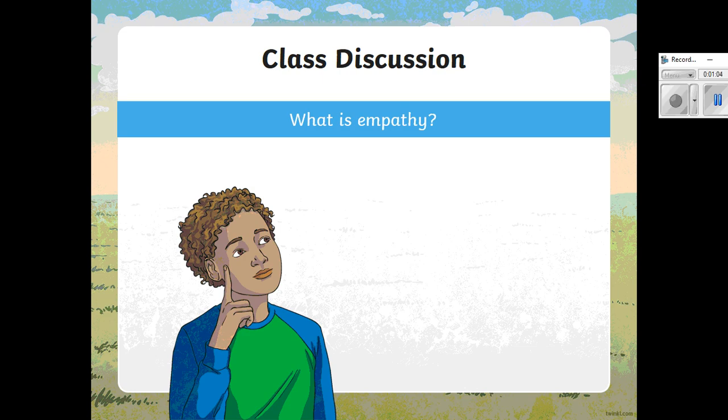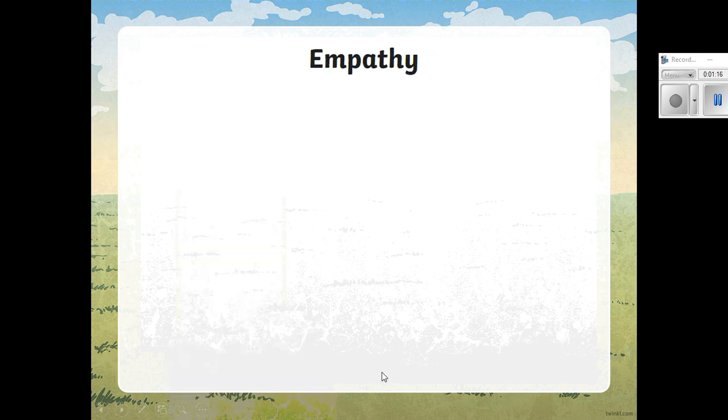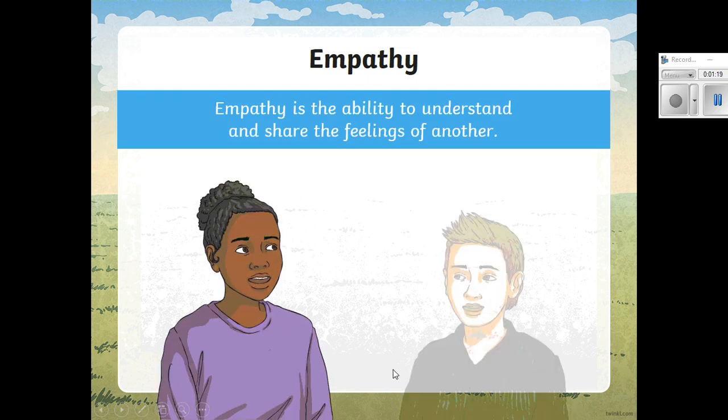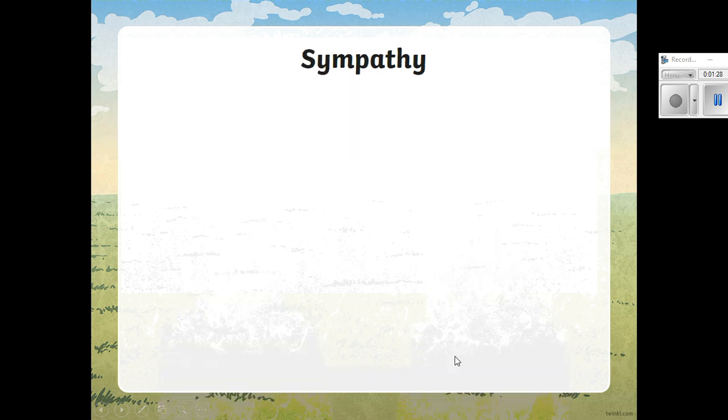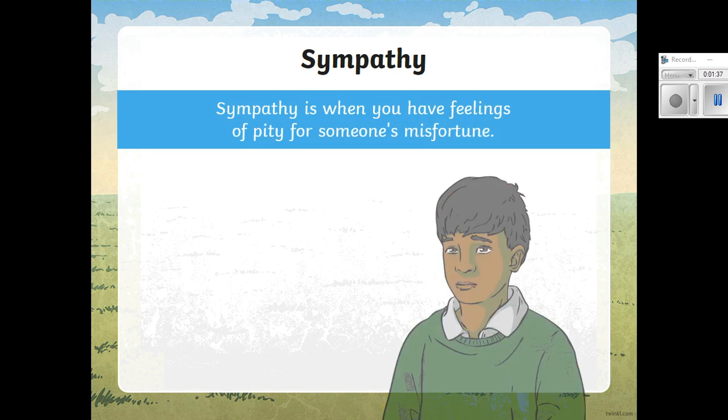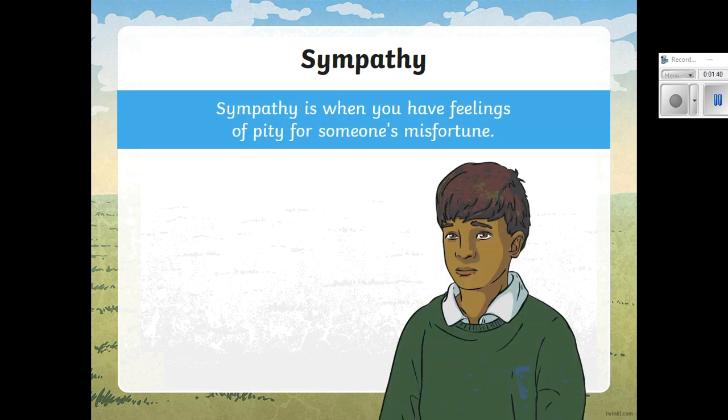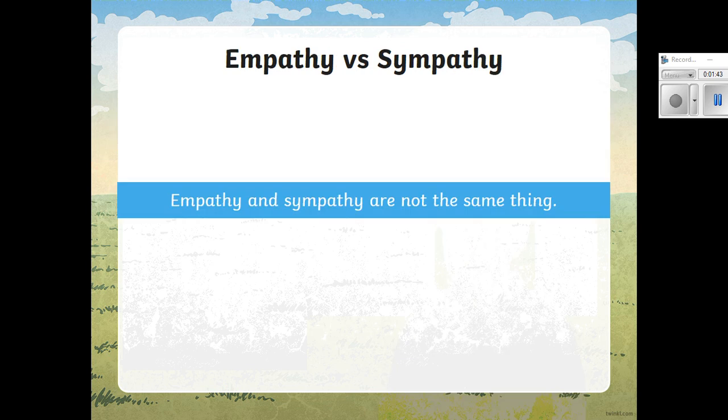Okay, obviously we can't have a class discussion, but you can have a think about what is empathy. Okay, so empathy, you might know, is the ability to understand and share the feelings of another. And then we've got something called sympathy. Now we don't want to mix the two up because it is different. So what is sympathy? Well, sympathy is when you have feelings of pity for someone's misfortune. So empathy and sympathy are not the same thing.